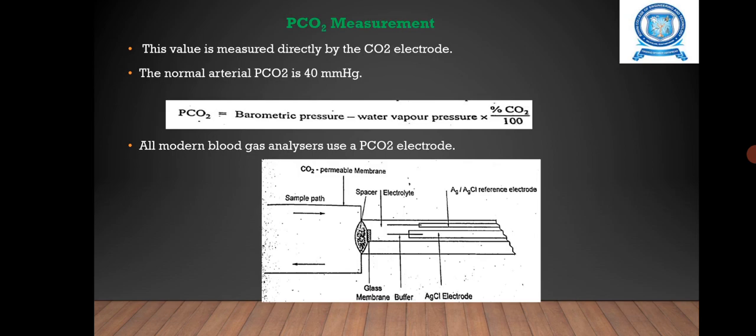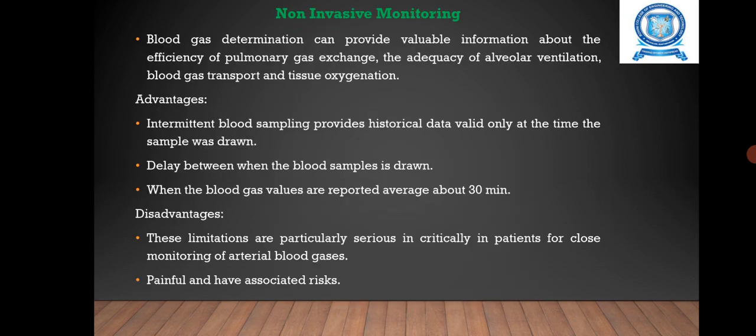There are two major differences between this electrode and the pH electrode. The first difference is that here the blood sample comes in contact with a CO2 permeable membrane such as Teflon or silicone rubber, rather than a pH sensitive glass as in the pH electrode. The next one is that CO2 from the blood diffuses through the CO2 permeable membrane into a bicarbonate solution. Then next we are going to see non-invasive monitoring.